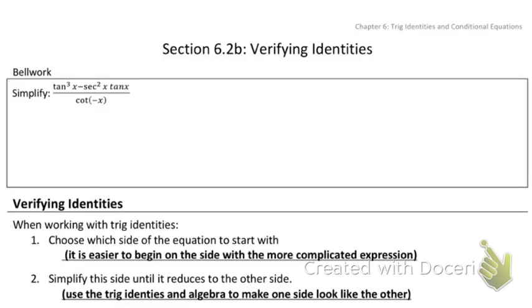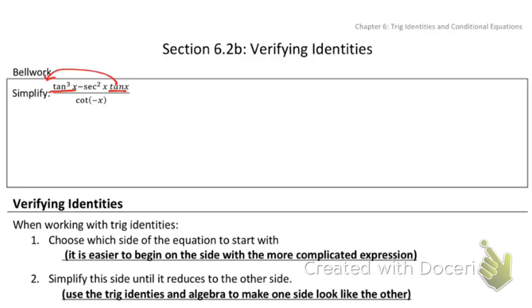Really quick, I would note that I have tan cubed on top. We don't want tan cubed. That's none of our identities. So we've got to figure out a way to get rid of it. And the easiest way in this one is to notice that there's tangent in all the parts of the numerator.